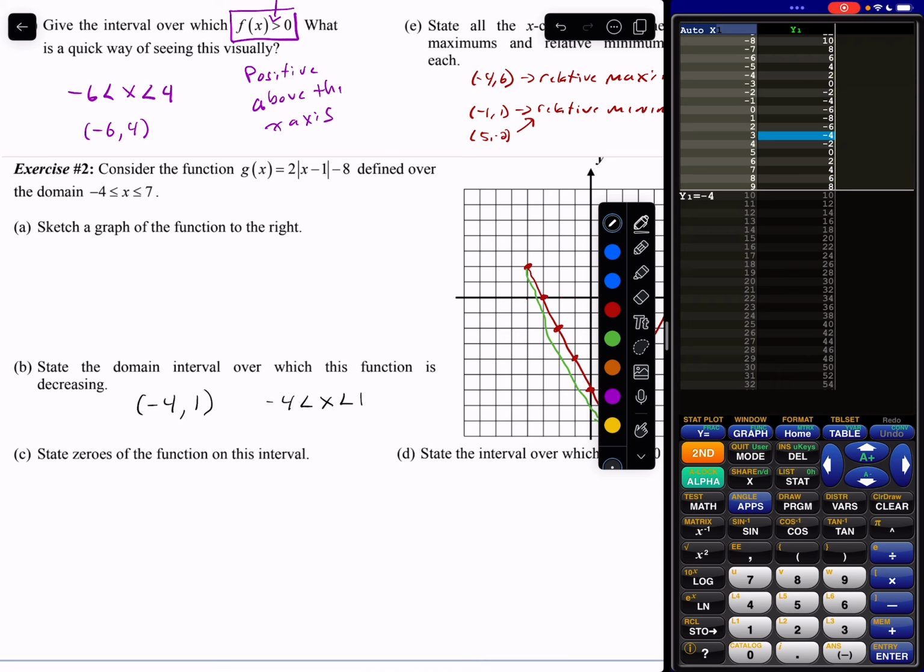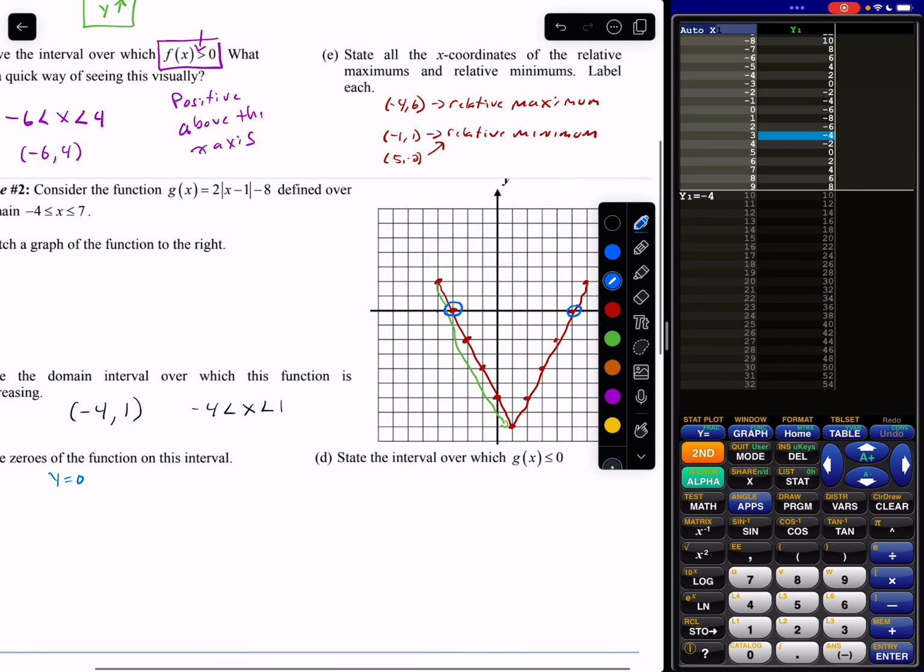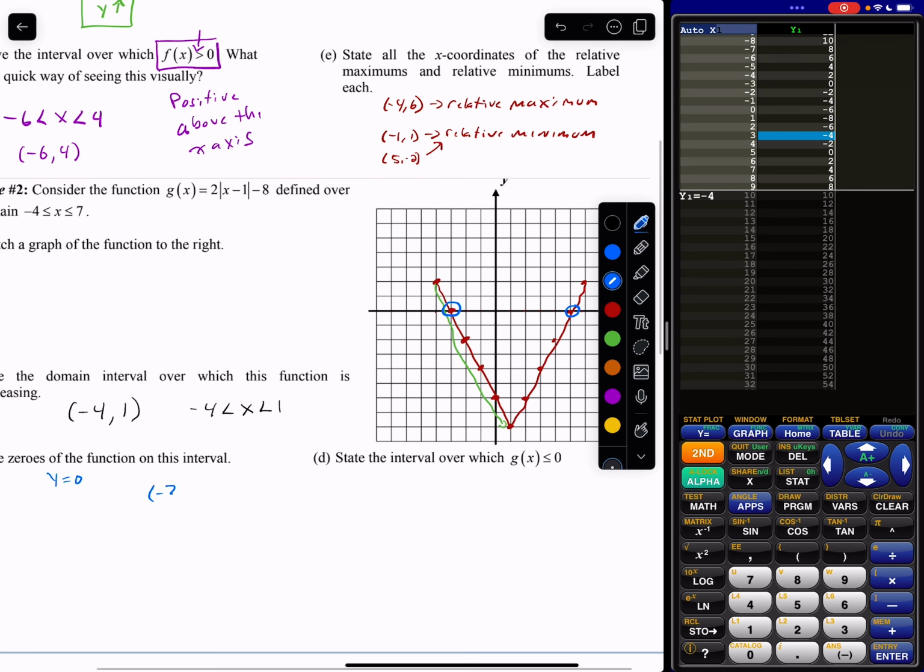Now state the zeros of the function. Where are the zeros of the function? Remember, the zeros are when y is equal to 0, or it hits the x-axis. Okay, and we can see this point right here, and this point right here are where it hits the x-axis. So the zeros, we would say the point negative 3, comma 0, and then we'd say 1, 2, 3, 4, 5, comma 0 are the zeros.